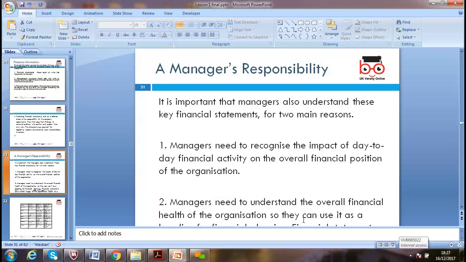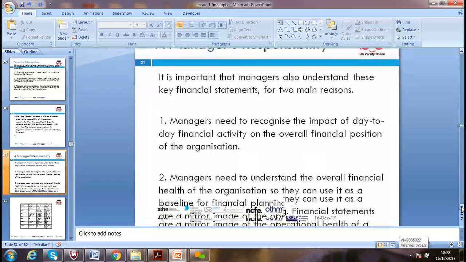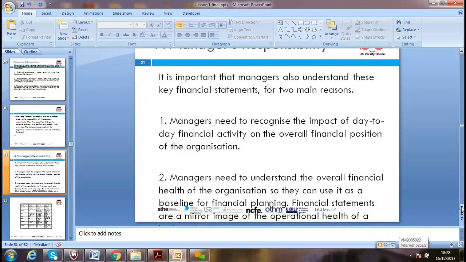Managers need to understand the overall financial health of the organization. Financial health means the financial position of the company. If they don't have money, like BHS, British Home Stores, ultimately the company will collapse. So we need to clearly understand which way to go: maybe some loss-making unit we need to close, or maybe we need to promote it. The same thing applies in the hospitality industry.